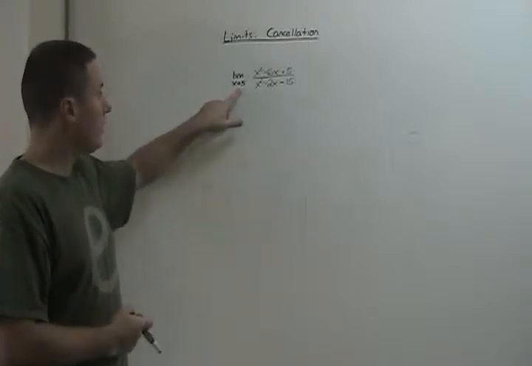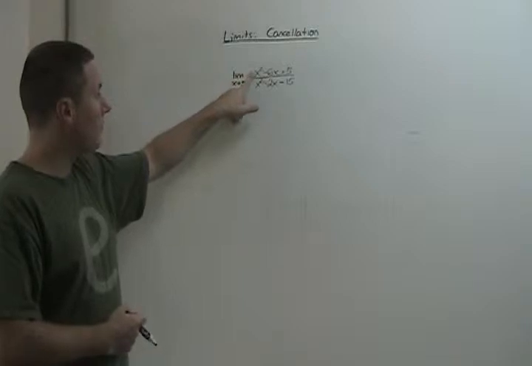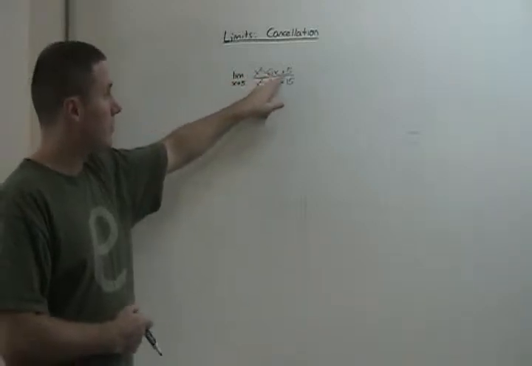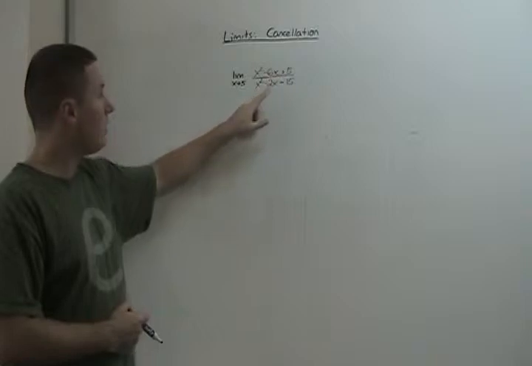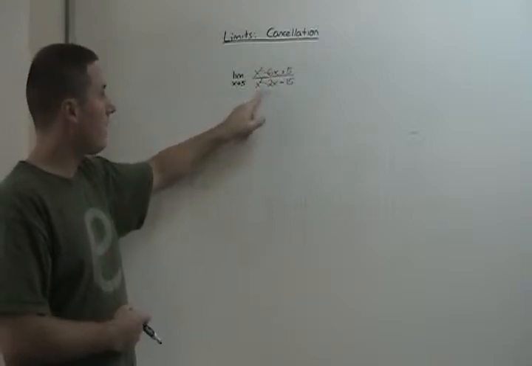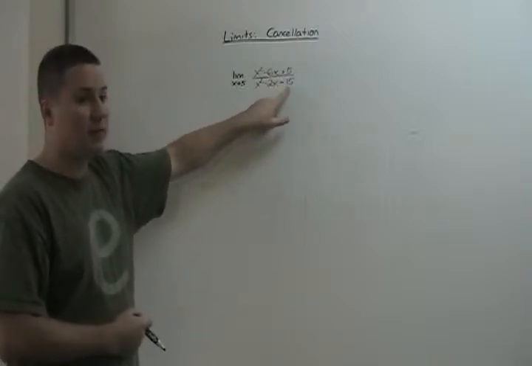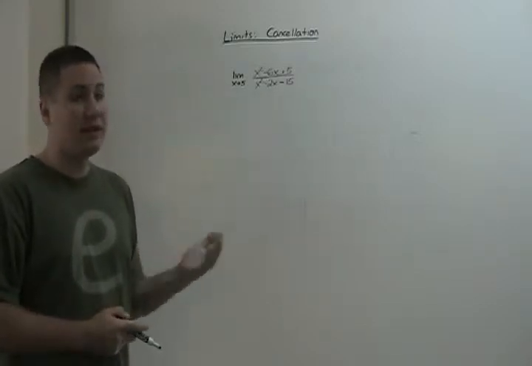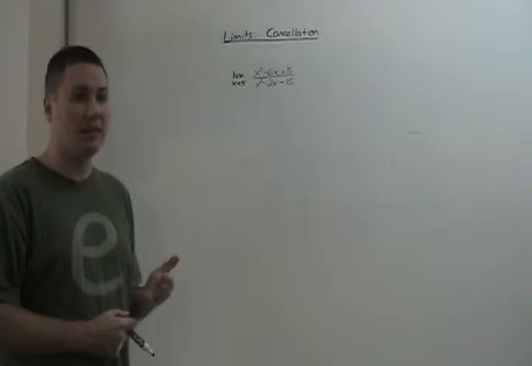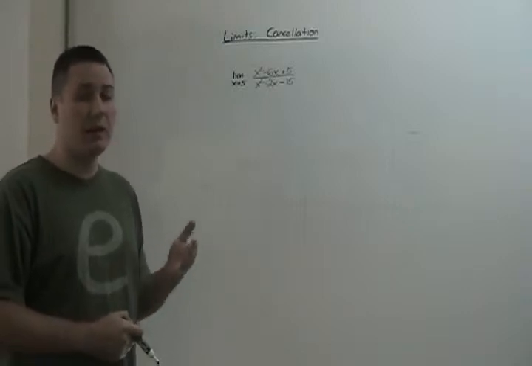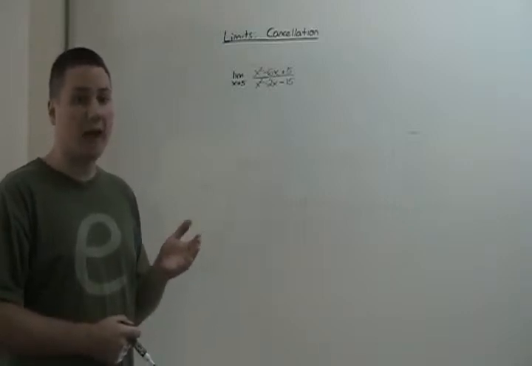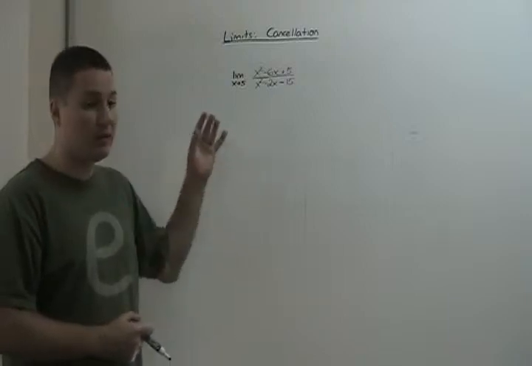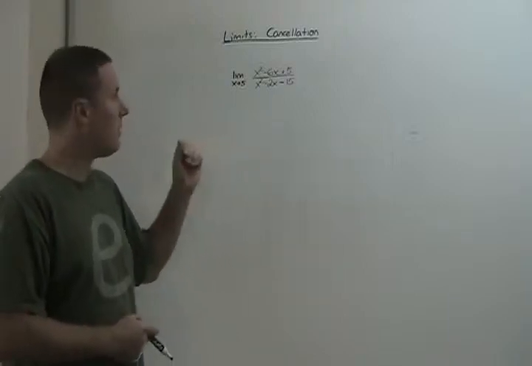So with this, we plug in 5, we get 25 minus 30 plus 5, which is equal to 0, over 25 minus 10 minus 15, which is equal to 0. So you're going to get 0 over 0. Now that's undefined, but it's a type of undefined that's called an indeterminate form that we can use to find an actual limit. So we know that there's a limit, but we don't know exactly what it is yet.